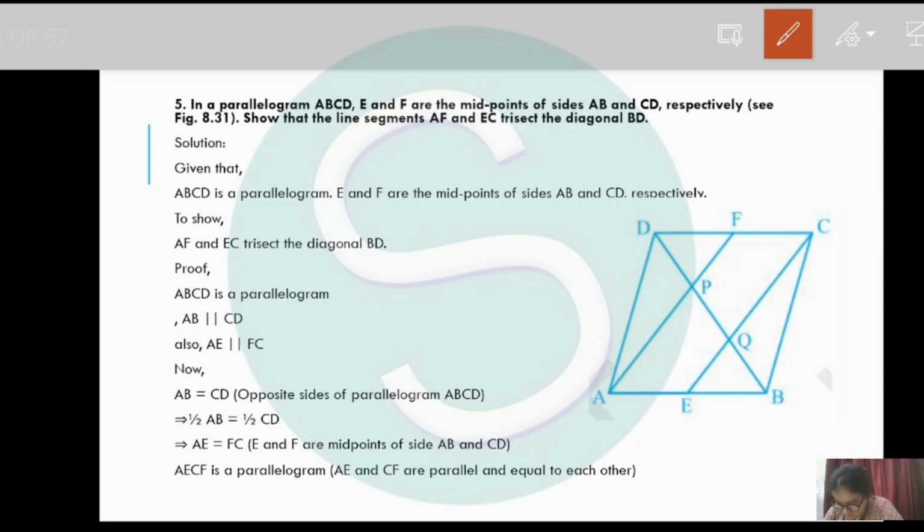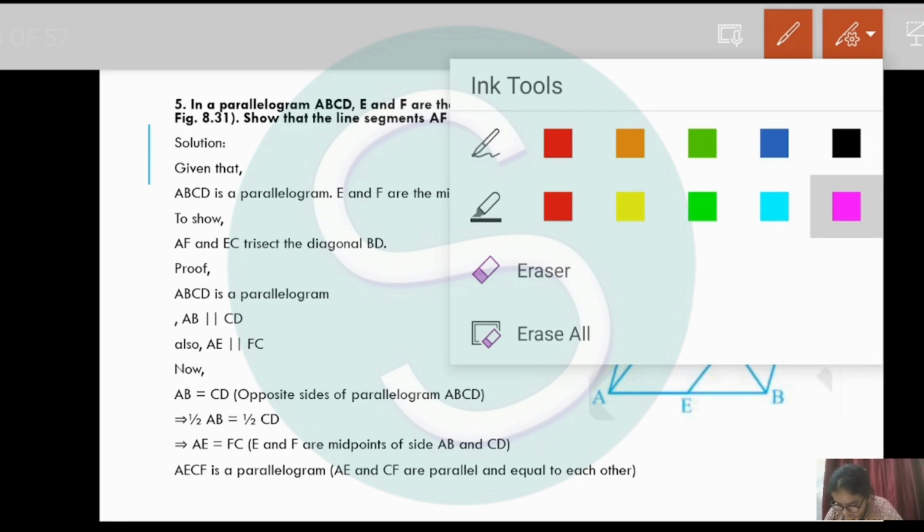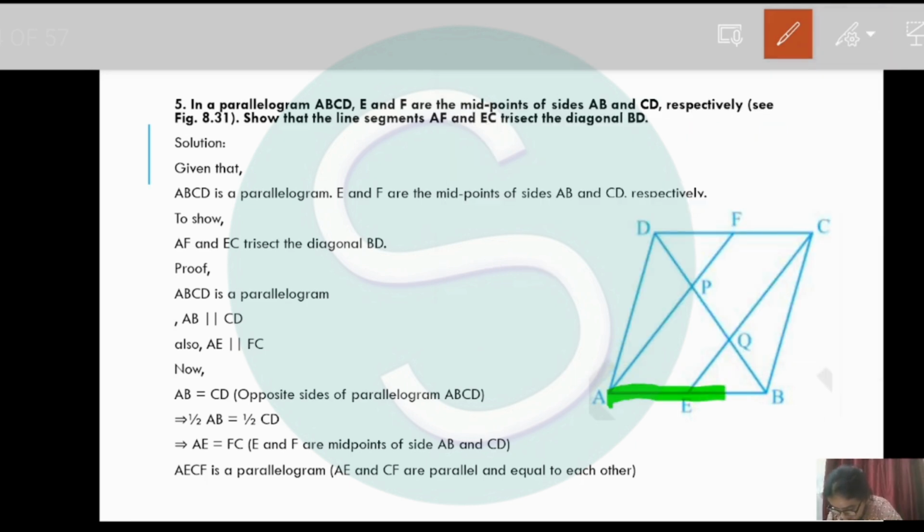So ABCD is a parallelogram given to us and it is given that E is a midpoint, that is this AE equals to BE and FD equals to FC. Since it is a parallelogram, so opposite sides are equal, hence their half are also equal, that is DF equals to FC equals to AE equals to BE.